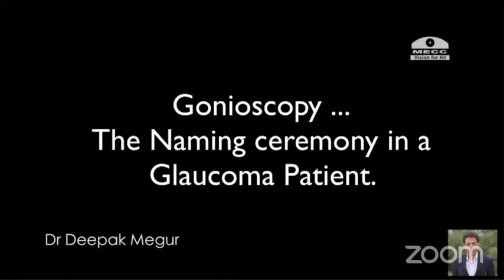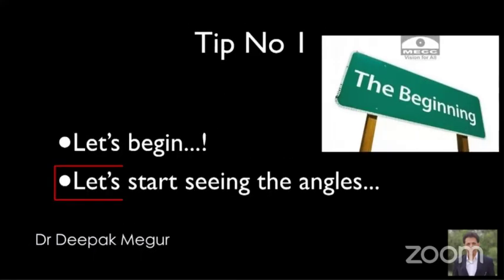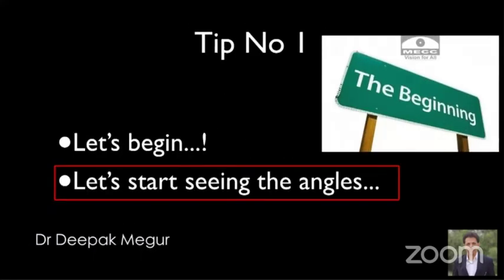The first tip would be to start seeing the angles. Gonioscopy remains one of the most underperformed techniques in clinical ophthalmology, and unless and until we start doing it, it's difficult to appreciate the angle structures.